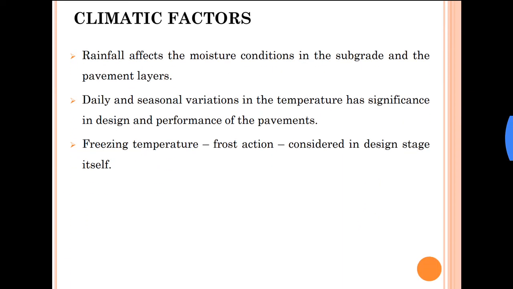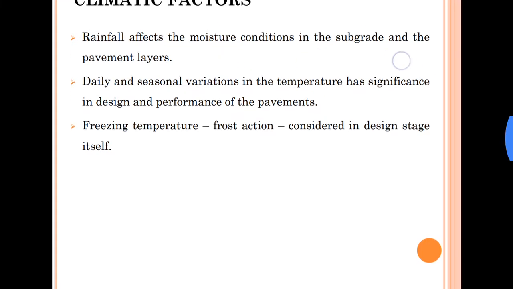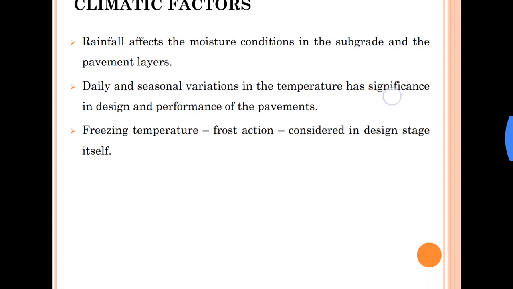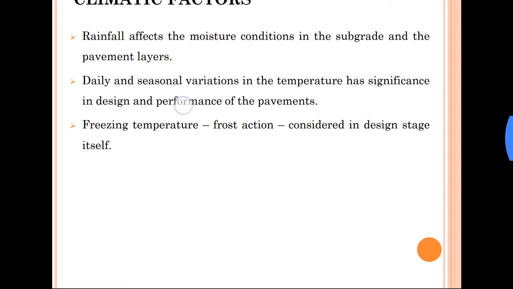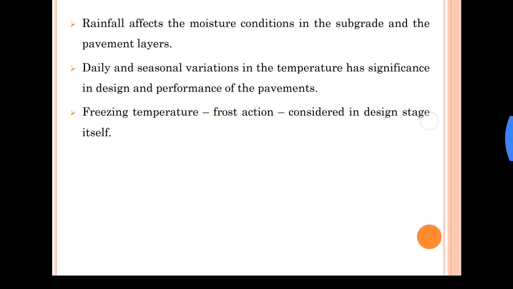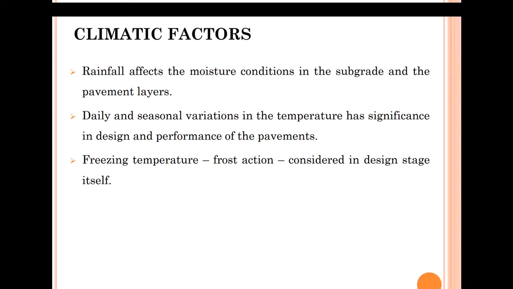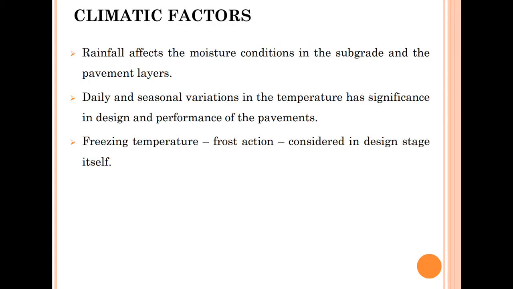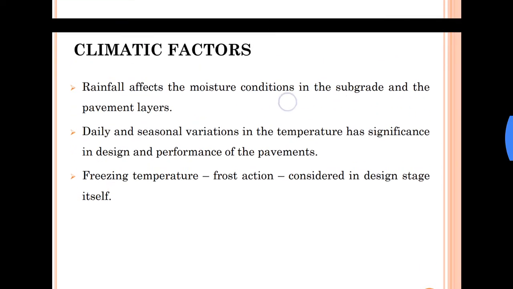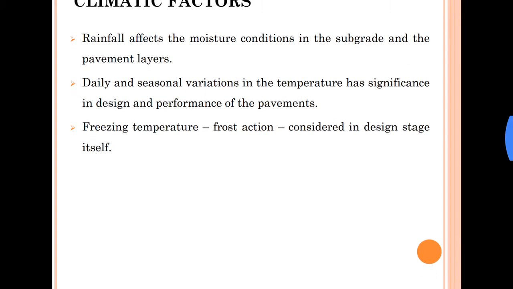Then we have climatic factors. Rainfall affects the moisture conditions in the subgrade and the pavement layers. Daily and seasonal variations in temperature have significance in the design and performance of pavements. Freezing temperature and frost action are considered in the design stage itself. So the first one is the rainfall conditions which we need to consider. If the rainfall is more in that area, then we need to provide some provisions in order to protect our subgrade from intrusion of water. Then there are daily and seasonal variations in temperature.